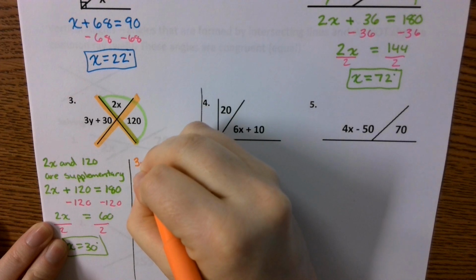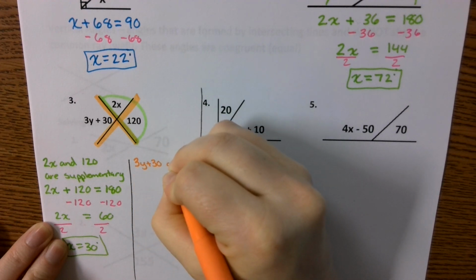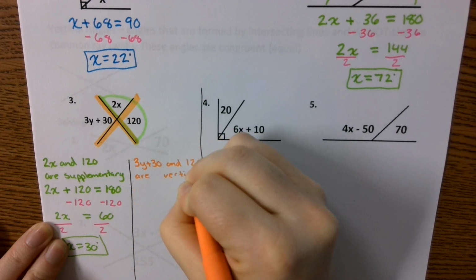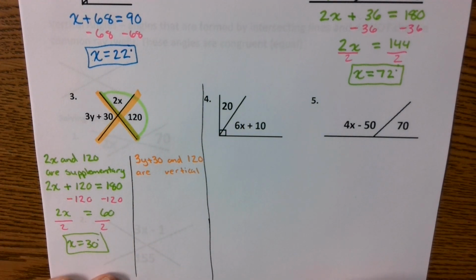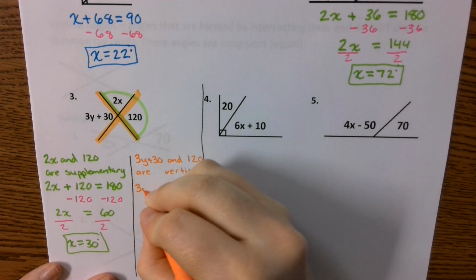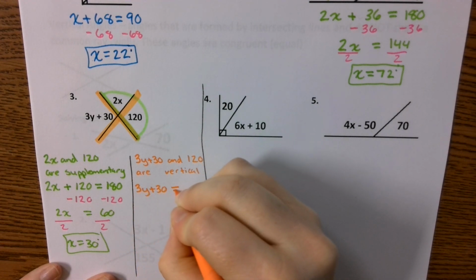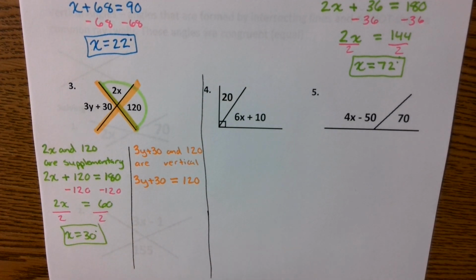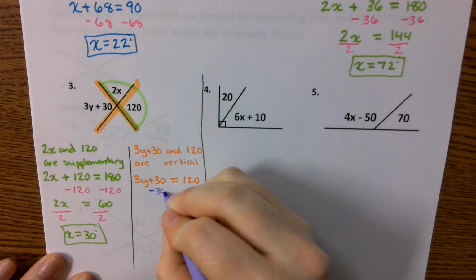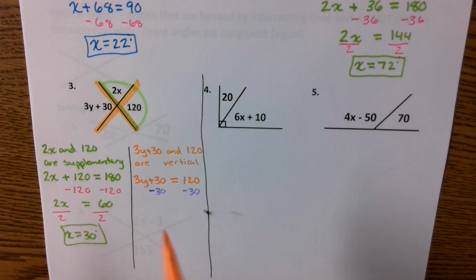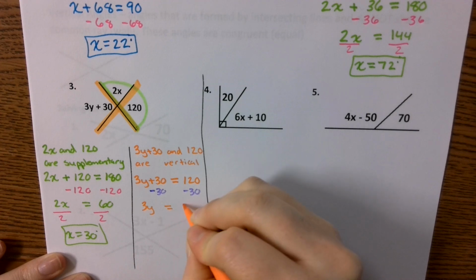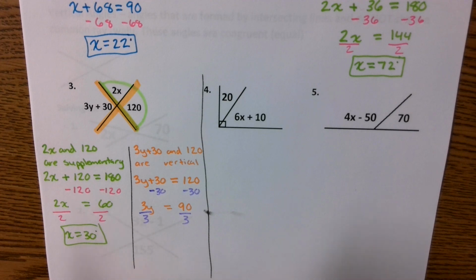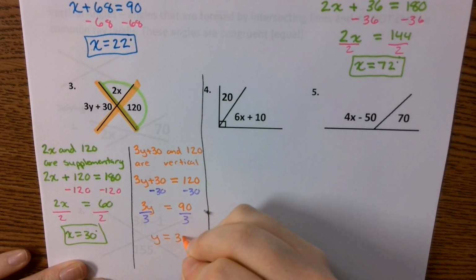So I'm going to write that down, that 3y plus 30 and 120 are vertical. Those are going to be vertical angles. So that means I'm going to set 3y plus 30 equal to 120 when I set up my equation. From here, I would subtract 30 degrees from both sides. That's going to give me 3y is now equal to 90. And then I would divide both sides by 3 and get that y is going to be equal to 30 degrees as well.